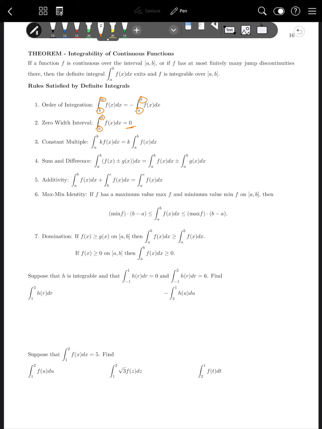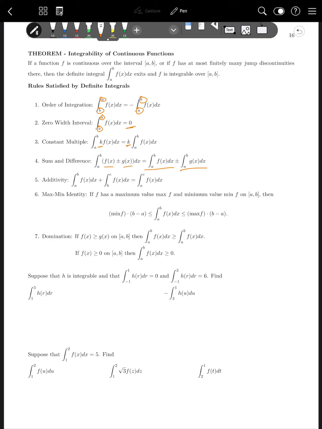Remember, these are similar to the limits of sums. These are equal to the limits of sums. So if we have a constant multiple, we can just bring it out in front, just like we can with limits and with sums. If we're doing the sum or difference of two functions inside an integral, we can break that apart back into two separate integrals, just like we could with sums.